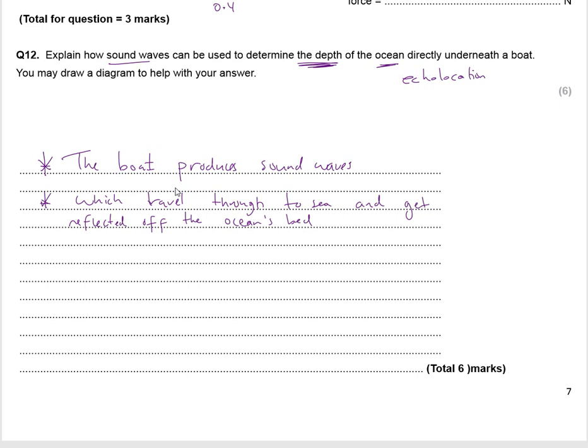It means it is emitted and then it gets reflected off. So if I draw it, we've got a ship. First it produces the sound and sends it down. Now we've got the seabed, and once it hits the seabed, it's going to reflect back. So we need to say that it reflects back in this case.